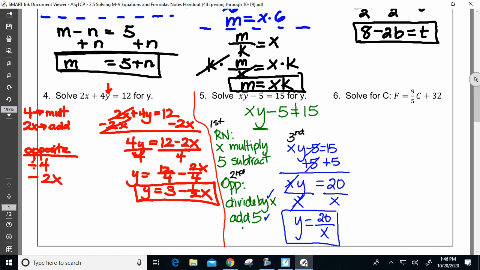If we solve for x, it would be the exact same way. If we solve for x, then we would still add 5, but you would divide by y instead of dividing by x. Okay. So, excellent question there. Any other questions in example 5? Turn your paper over to example 6.